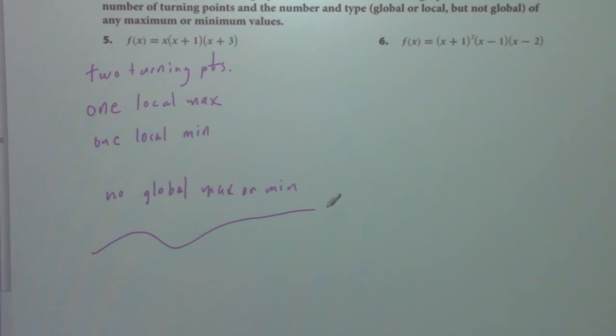And so next we go to problem 6, which we have 20x plus 1 squared, then x minus 1, x minus 2.